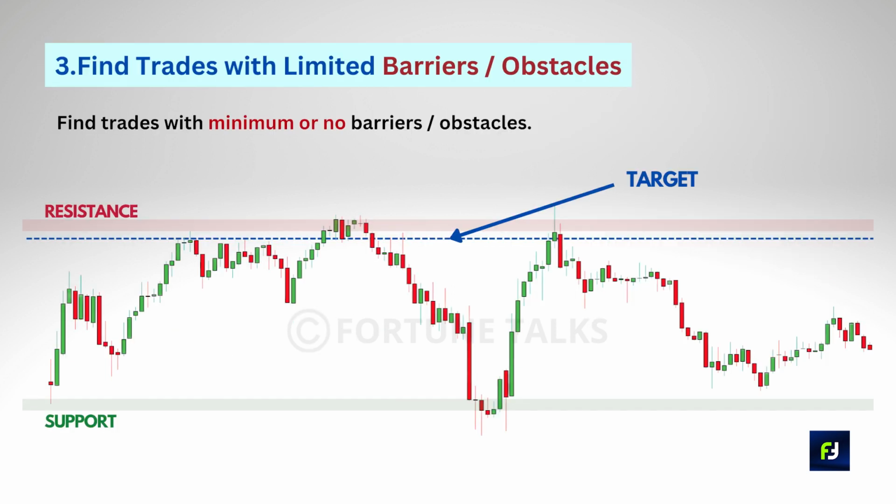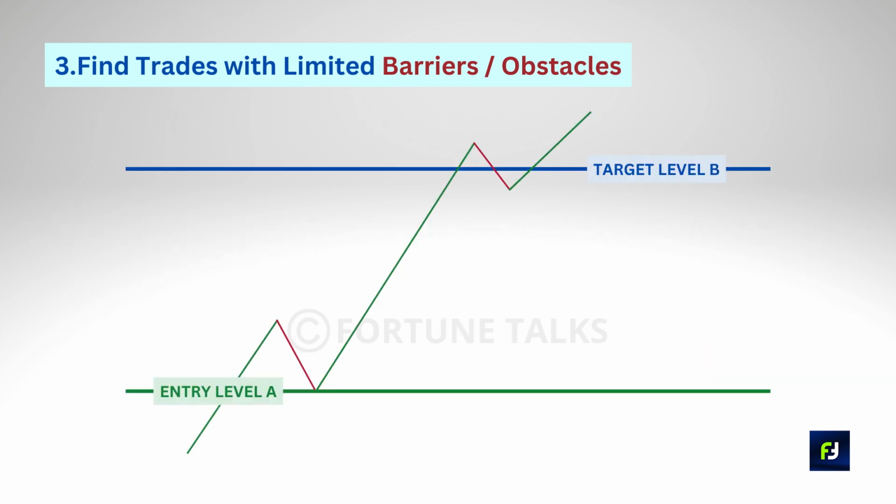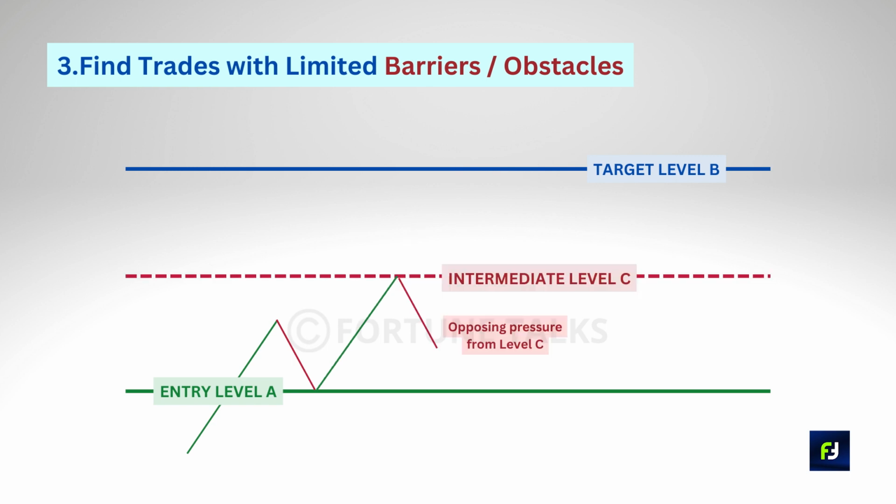The third technique will help you to focus on the reward to risk. You need to find such trades with minimum or no barriers or obstacles. So if you think the price will move from level A to level B, then there should not be a level C in between that will act as an obstacle or barrier to the price movement. Or in simple terms, there should not be an opposing pressure or opposing player who can either block or reverse the movement of prices against your trade.